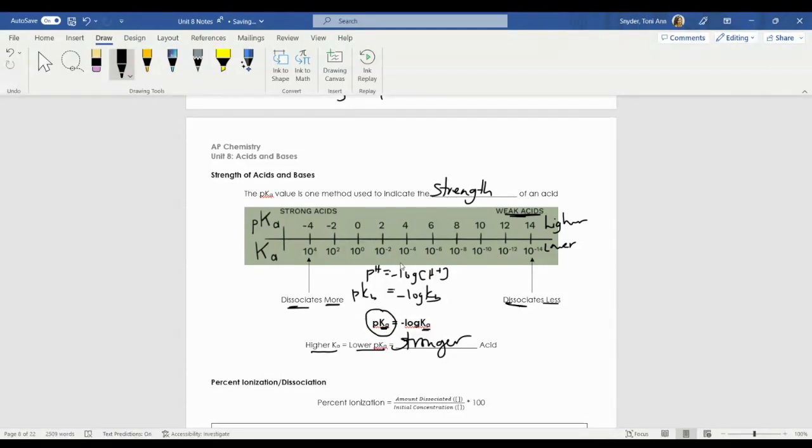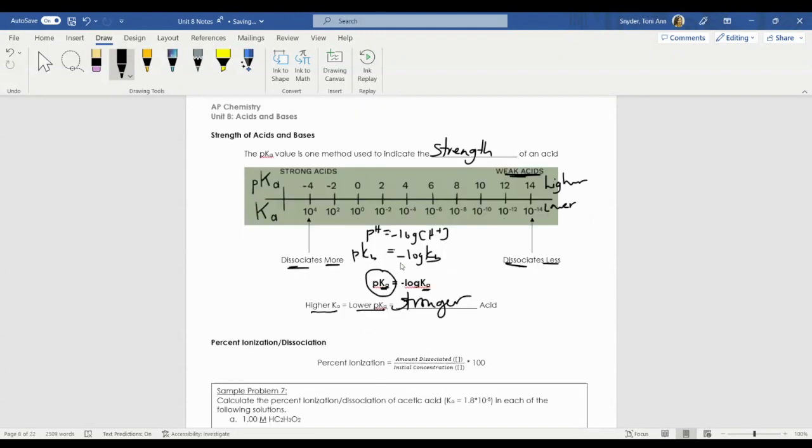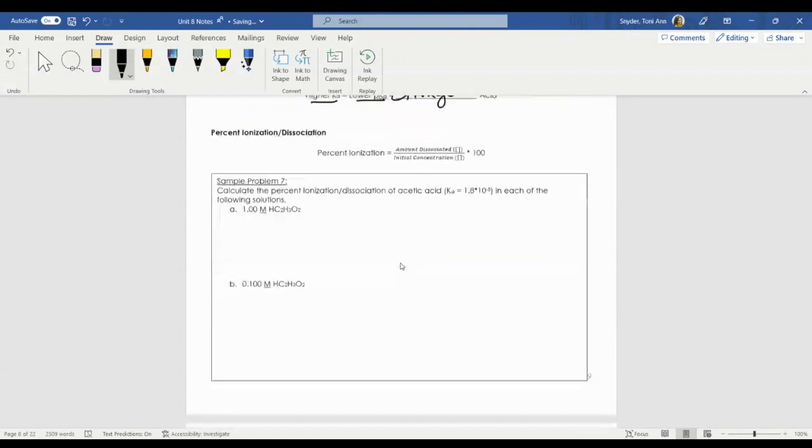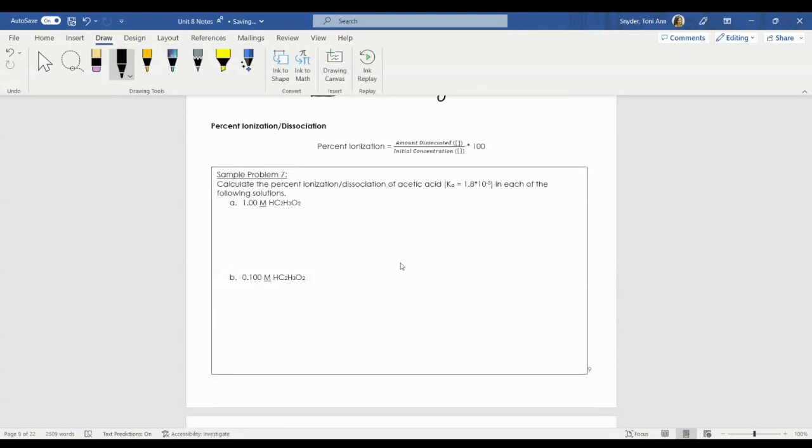The day of the test, I would write this down somewhere. I don't know why. It's just something that never stuck with me, but you have to know it. Anyway, let's go ahead and talk about percent ionization or dissociation.